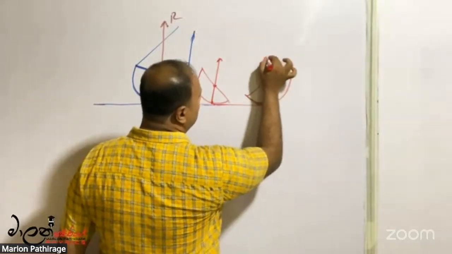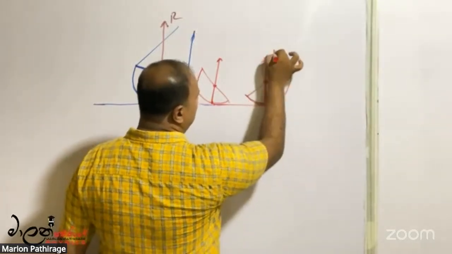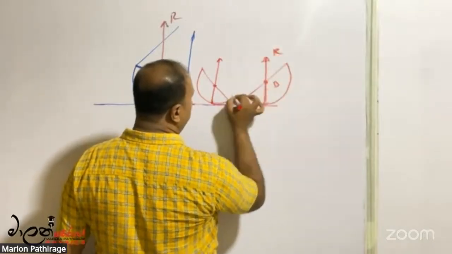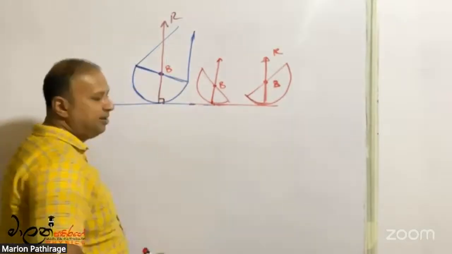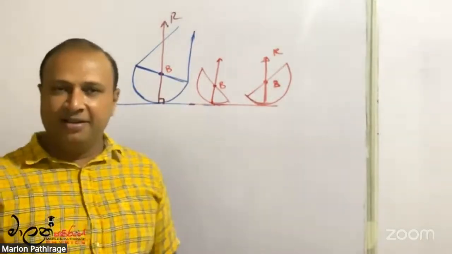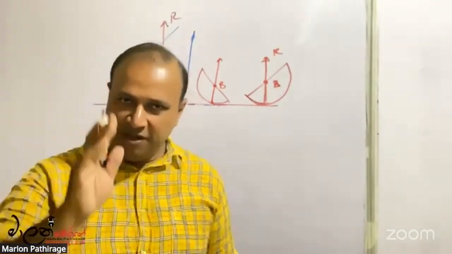It always goes to the center. That means B, point B. It always goes to point B. Is that clear? If it is clear, please raise the hand.